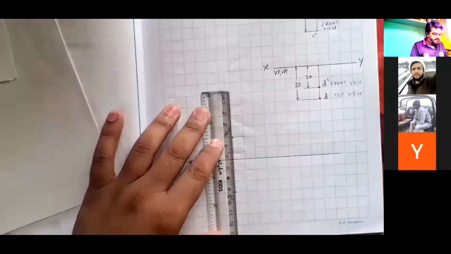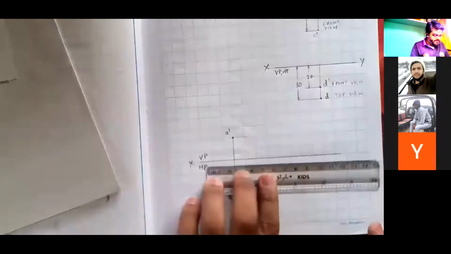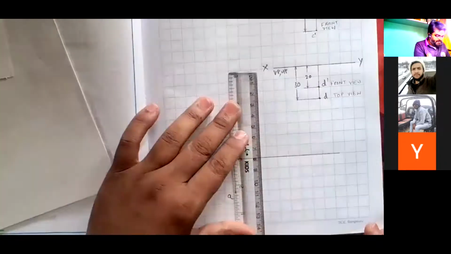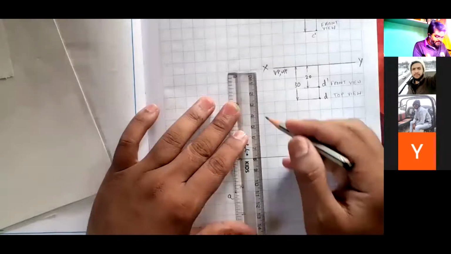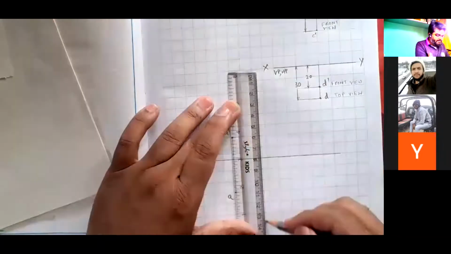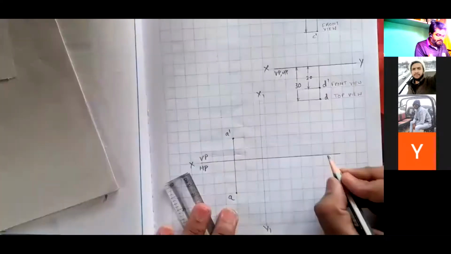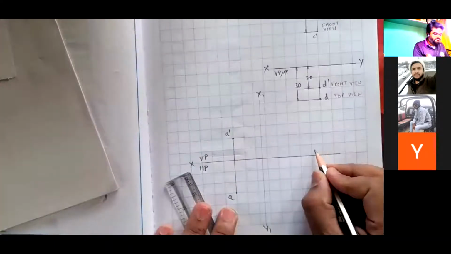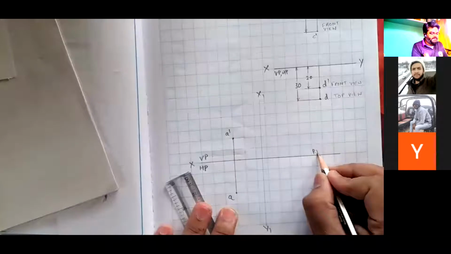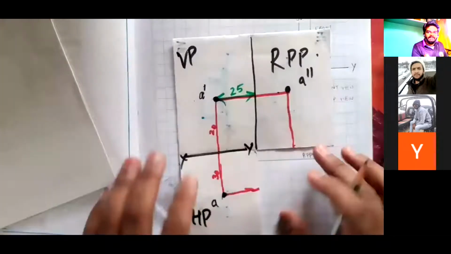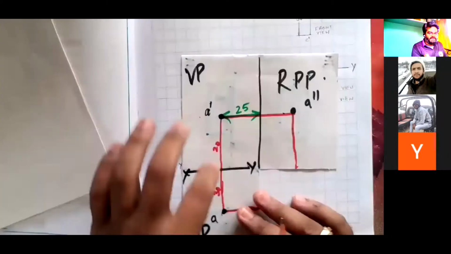So 10, 20, 25 mm, that is the box, mid box given here. I'll draw an x1 by 1 line and represent this as RPP. So I got three planes like this: vertical plane, horizontal plane, and a right profile plane.